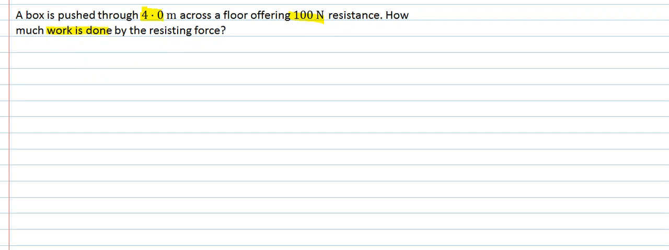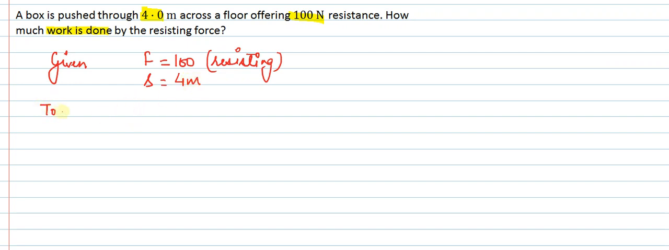Okay, so let's write down the given things. We have been given that there is a force of 100 Newton applied on a box, a resisting force, and it moves a distance of 4 meter. We need to find out the work done. How much work will be done in this scenario?